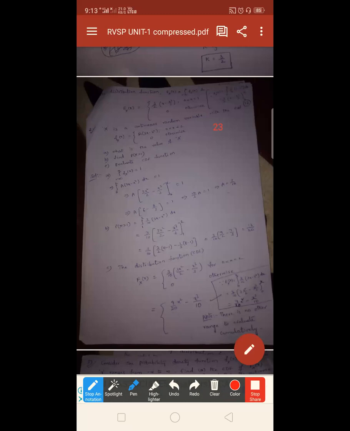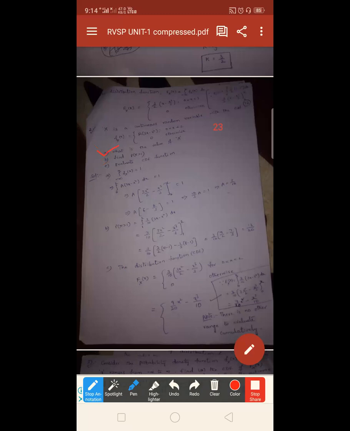Okay, so now what do we have to calculate? We have to solve 3 bits. What is the first bit? We have to find the value of A, that means we have to find the constant value, capital A. In the B bit, we have to find the probability of x greater than 1. Next, in the C bit, you have to evaluate the cumulative distribution function.